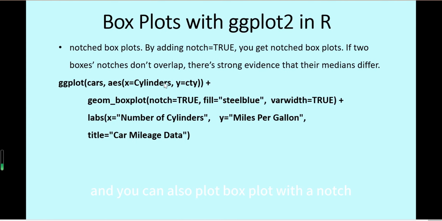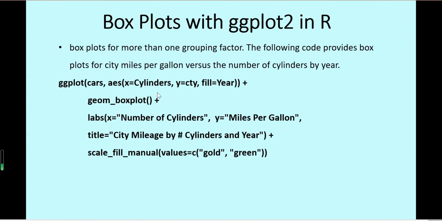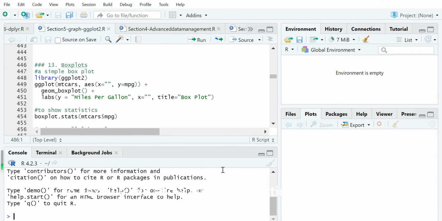And you can also plot box plots with a notch option. So the shape of the box will be shown with a notch, which we will show later in RStudio. And last, you can also set more than one grouping factor. So here, both the cylinder and the year will be shown in different box plots. Next we will show all these functions in RStudio.